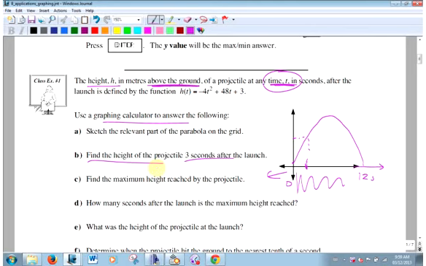Well, if you know t is 3, could I plug it in this formula and solve it? Sure, right? H of not t, but h of 3, this is a function on time, right? This is the height based on some time. Is -4 times 3 squared, plus 48 times 3 plus 3. Okay, I could do that and find out, but is there a way to do that on my calculator?